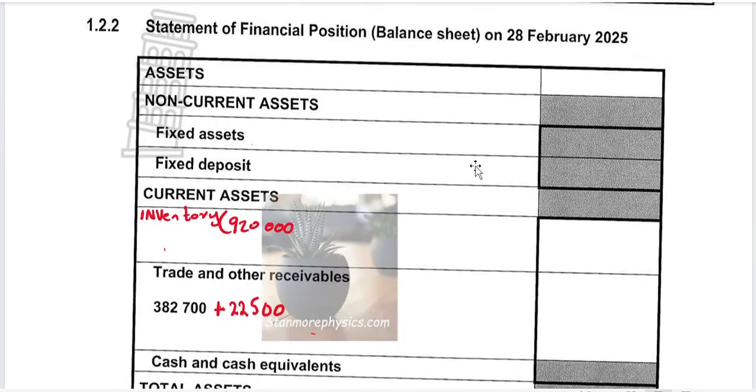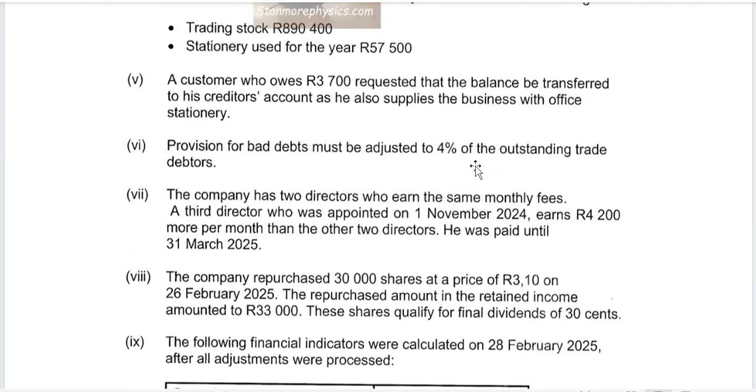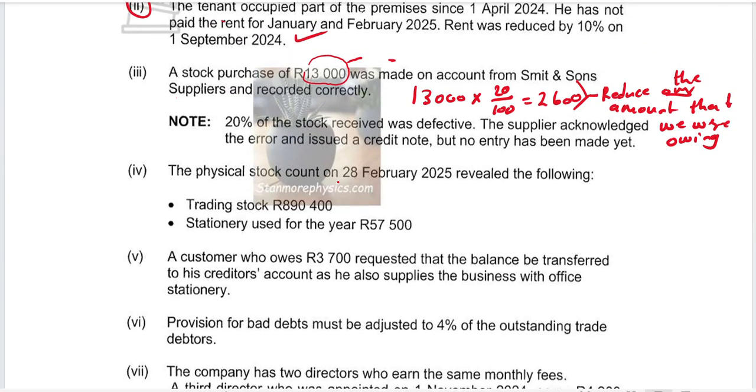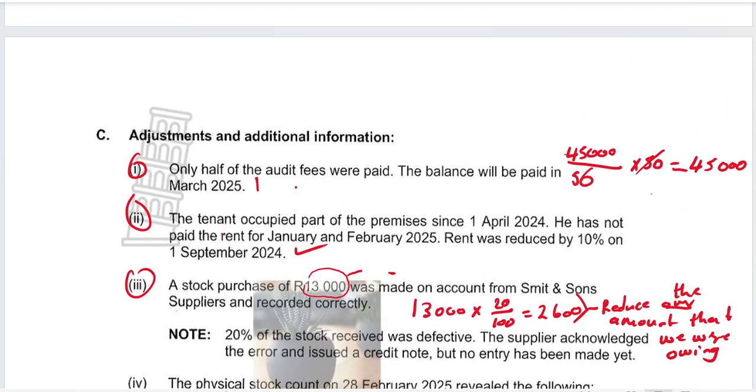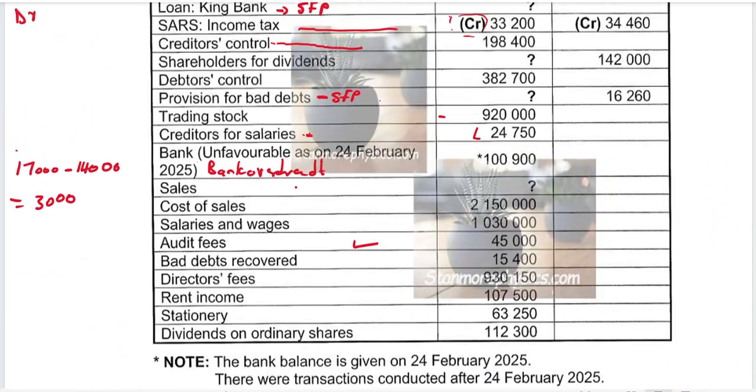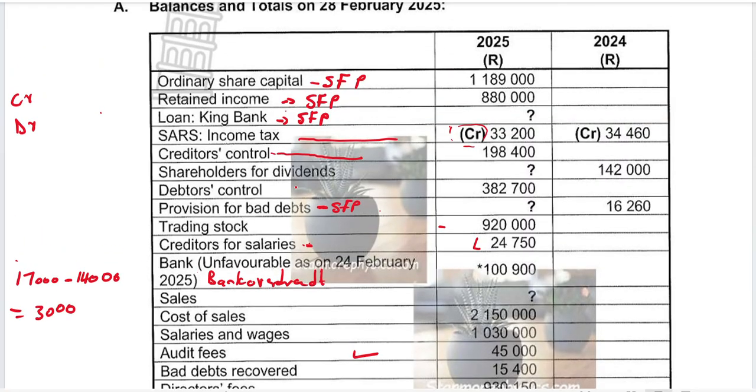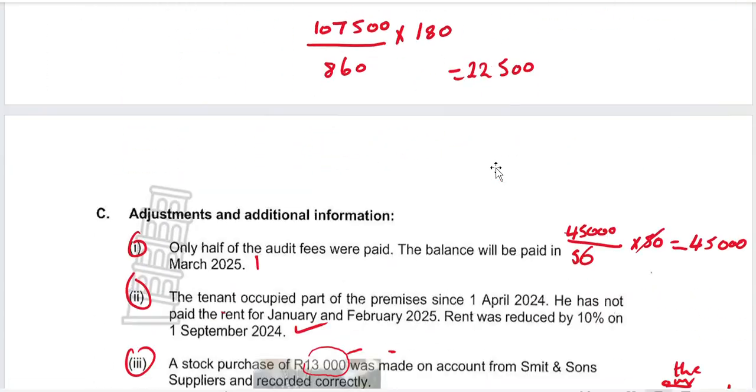So let's go. We are done with this one. Let's do this. The physical stock count on 28 February 2025 revealed the following: the trading stock at the end of our financial year was 890,400. We have to compare this trading stock with this one here on the trial balance. We were expecting to have a trading stock of 920, but we didn't manage to have a trading stock of 920.